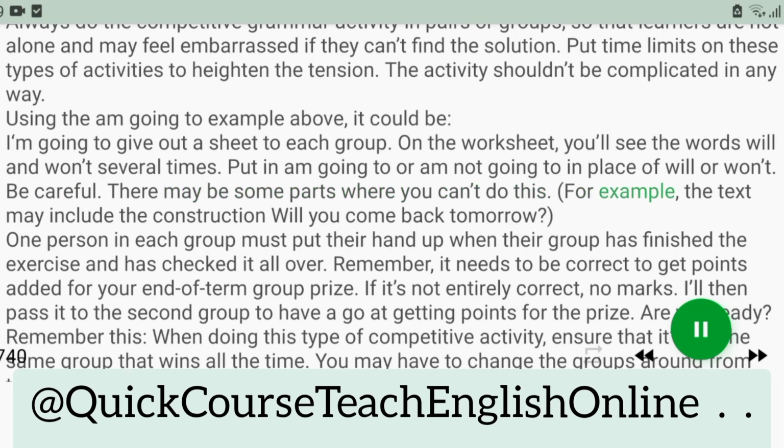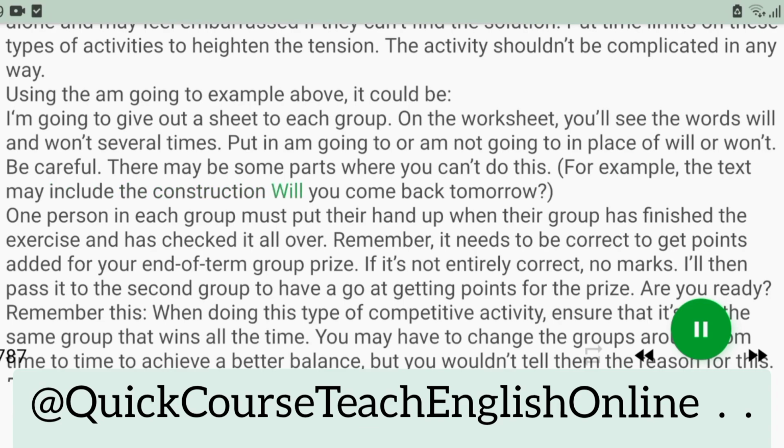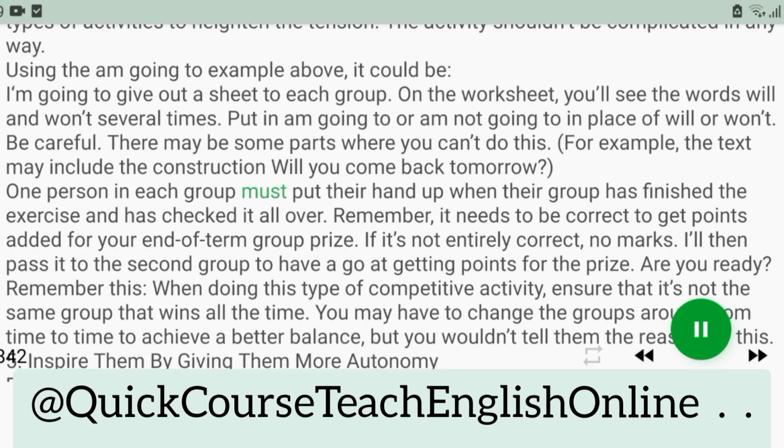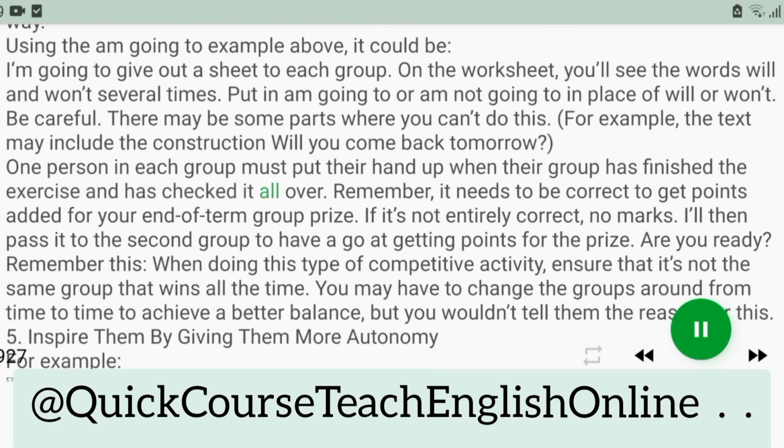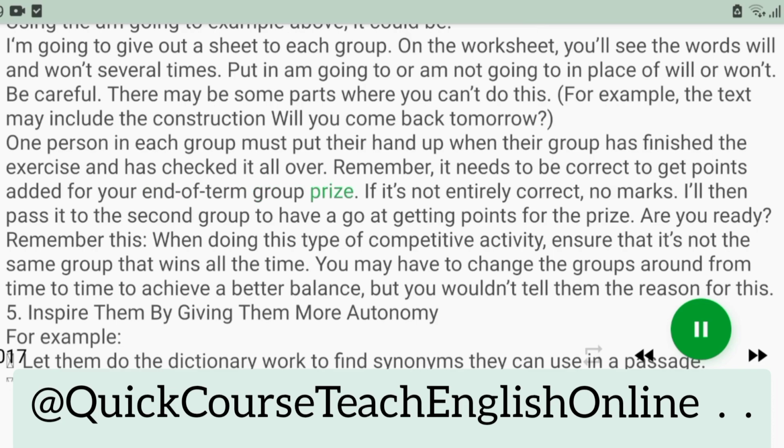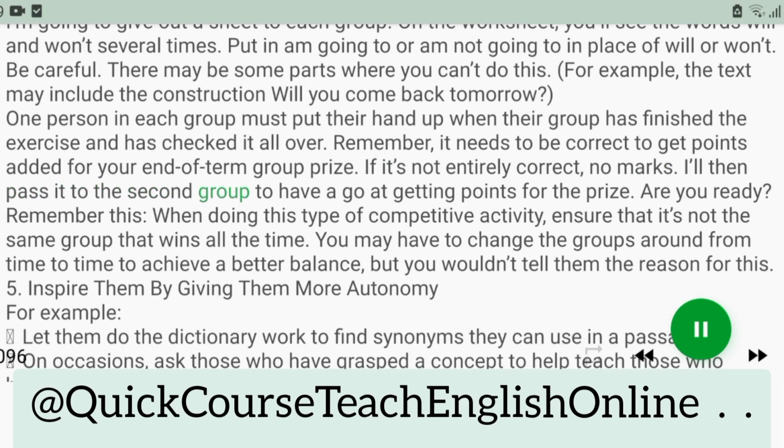For example, the text may include the construction "Will you come back tomorrow?" One person in each group must put their hand up when their group has finished the exercise and has checked it all over. Remember, it needs to be correct to get points added for your end of term group prize. If it's not entirely correct, no marks. I'll then pass it to the second group to have a go at getting points for the prize.